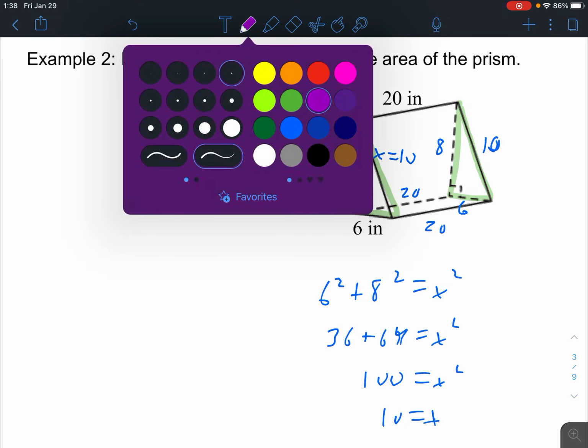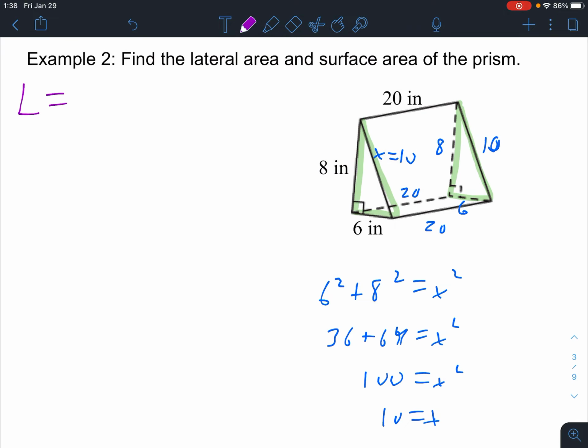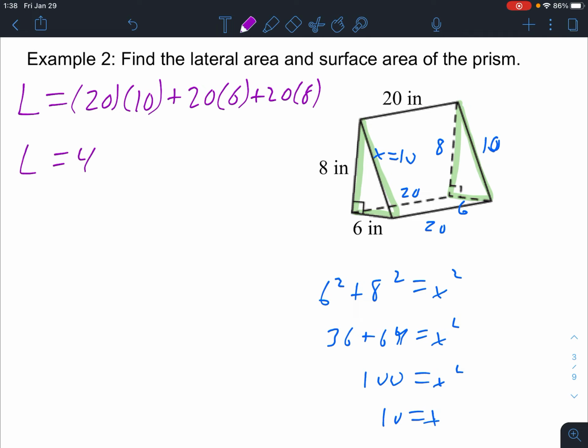All right, so find the lateral area. One of the rectangles would be 20 times 10. The bottom rectangle would be 20 times 6. And the rectangle that's in the back would be 20 times 8. And if we add those all together, our lateral area would be 480 square inches.